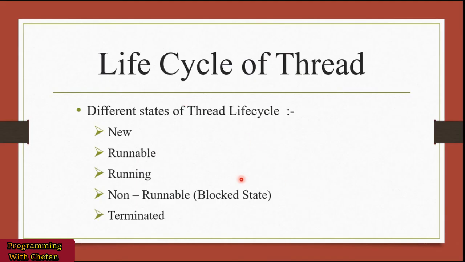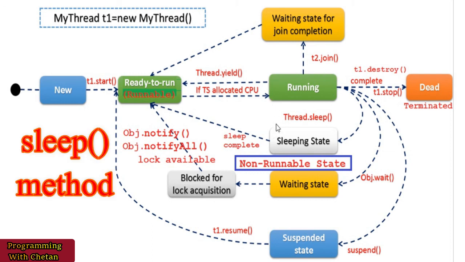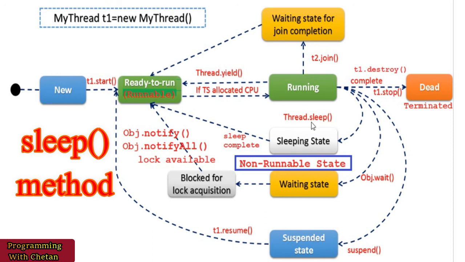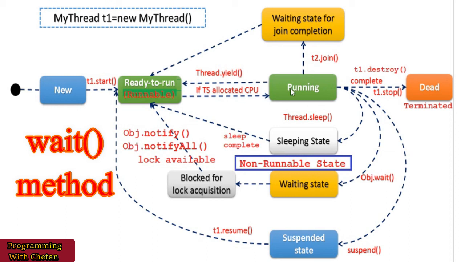Now let us discuss our next state, that is the non-runnable state or blocking state. Suppose our thread is currently in the running state and we have invoked the sleep method. Then our thread will move from the running state to the sleeping state and it will remain in the sleeping state for the specified amount of time which we have defined in our sleep method. After completing the sleep, our thread will move from the sleeping state to the runnable state.